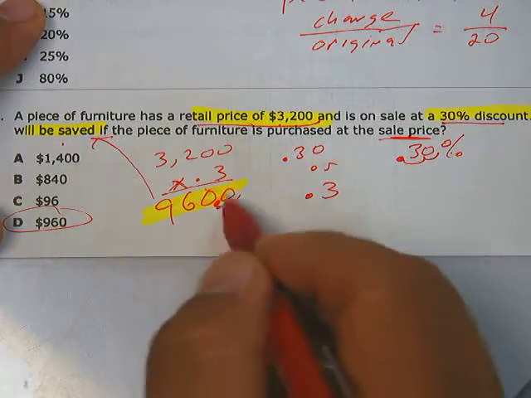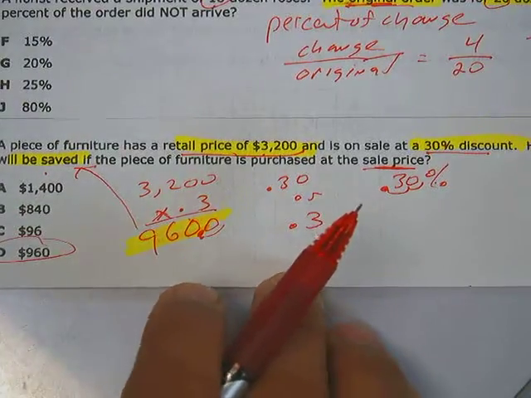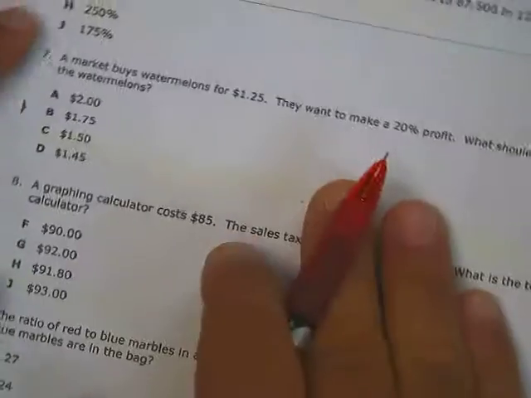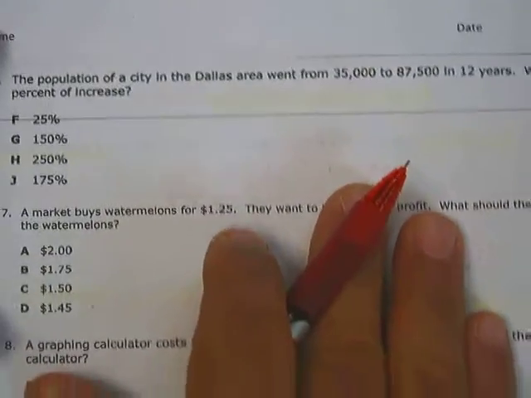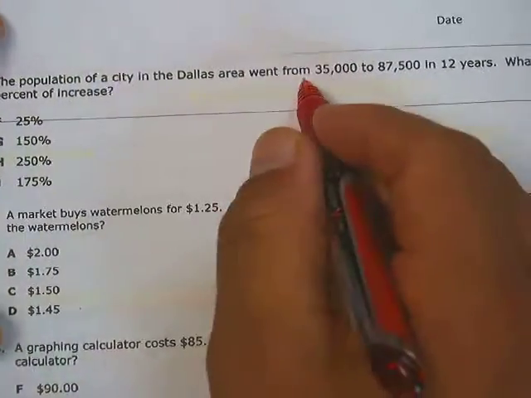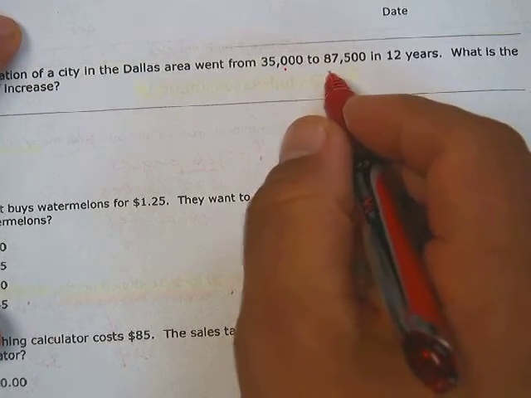If it would have asked for the sale price, then I would have to subtract this minus this. But it doesn't want the sale price. It just wants to know how much will be saved. And they're going to save $960.